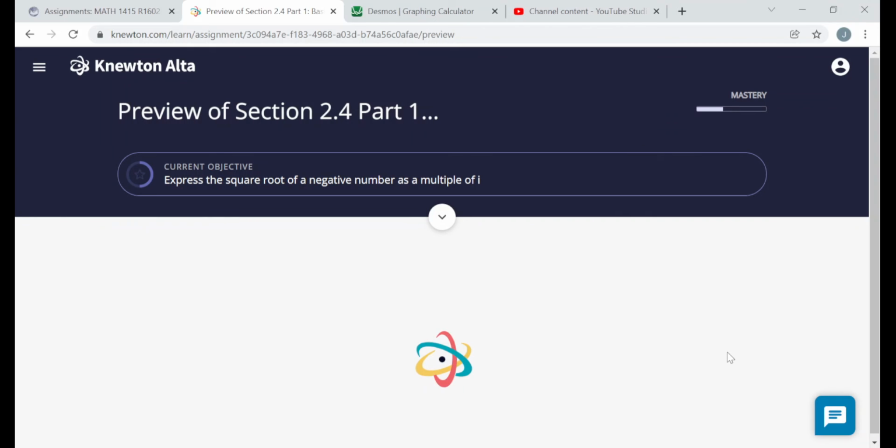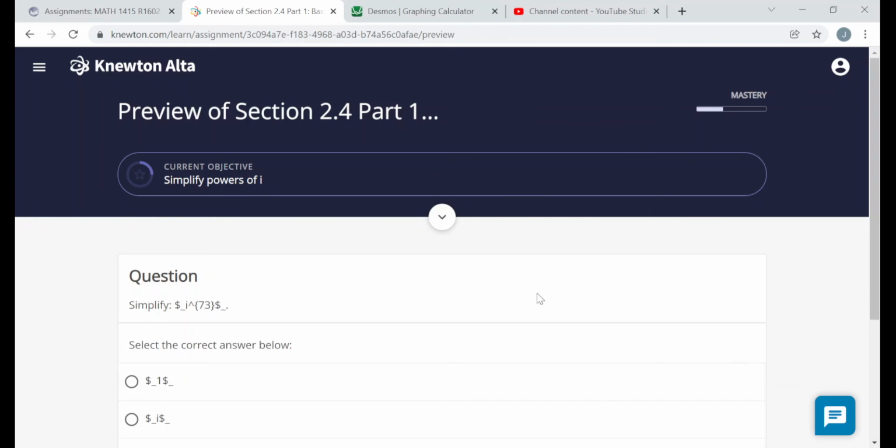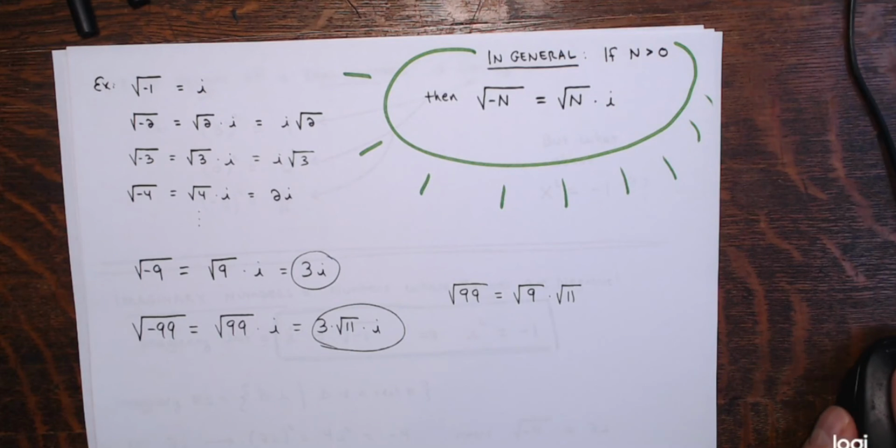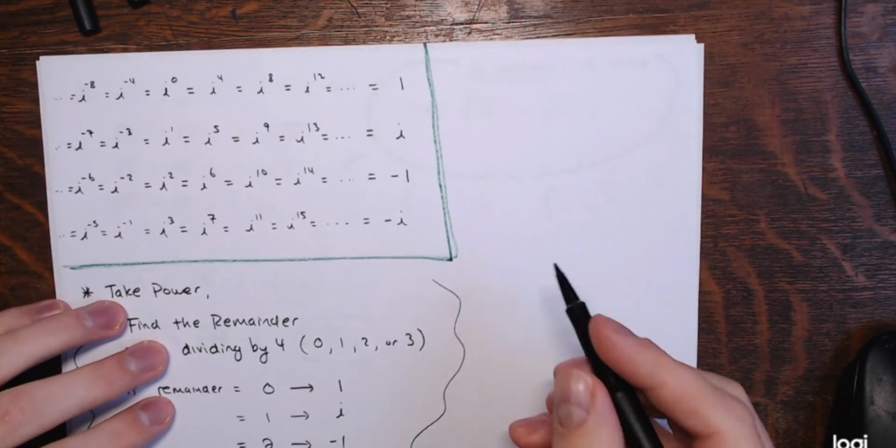Next, and again, these are all pretty simple here. I to the 73rd power. All right, what's I to the 73rd power? So again, back to my powers of I page. I to the 73rd power.